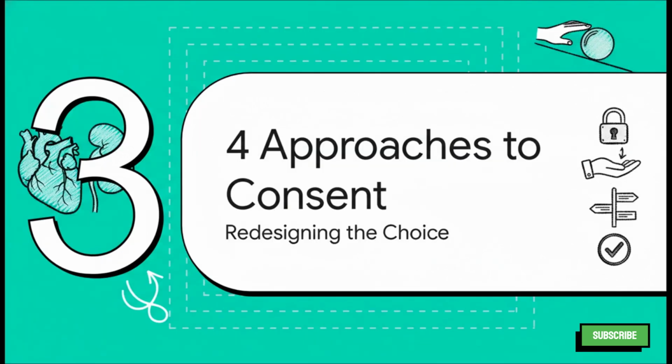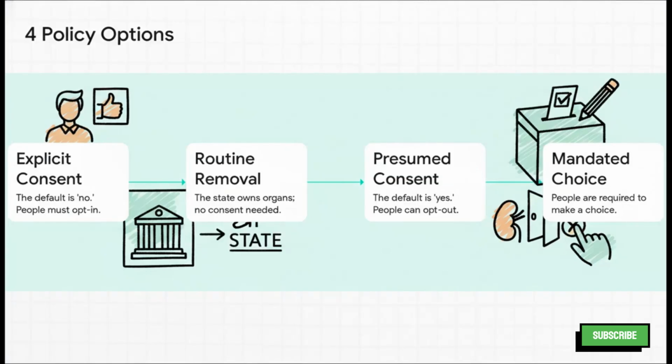Okay, so if the opt-in system clearly isn't cutting it, what are the other options? The authors of Nudge lay out 4 different ways you can design this choice, ranging from what we have now to some very, very different approaches. We've already talked about explicit consent, or opt-in. The other 3 are routine removal, presumed consent, and mandated choice. Let's take a quick look at what each of these means.